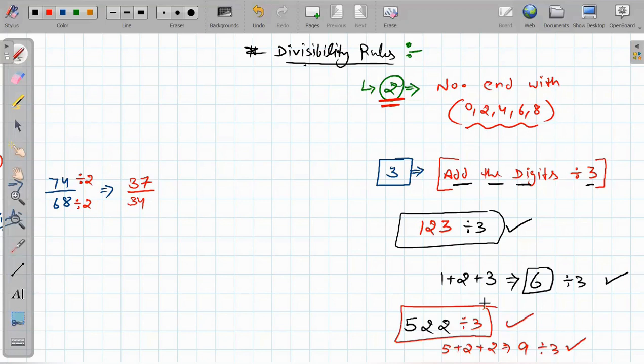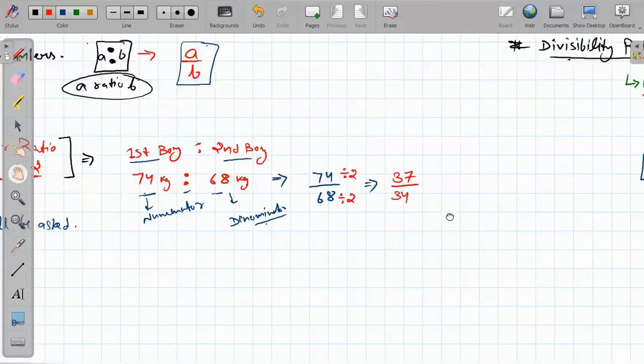Get it? Now, what answer will it give you? You can have the calculator with you. Okay? You can use it at that time. Got it? Okay, can we further simplify this ratio?